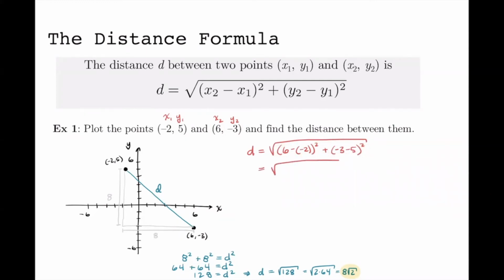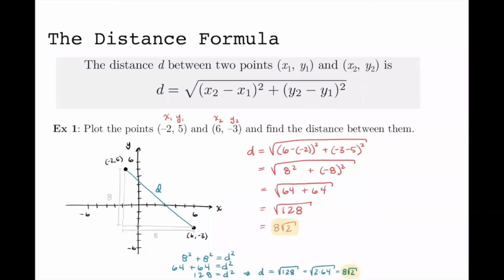So we'll do 6 minus negative 2. We'll end up adding 2 to 6, so that's 8. Then we've got negative 3 minus 5. That is negative 8. Now if we square 8, of course, we get 64. And if we square negative 8, we also get 64. And so here we'll have the square root of 128, which we can simplify again to 8 radical 2.